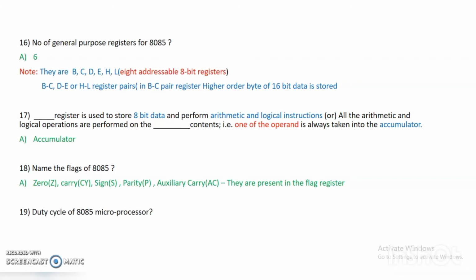Bit number 19. What is the duty cycle of 8085 microprocessor? So the answer will be 50%.